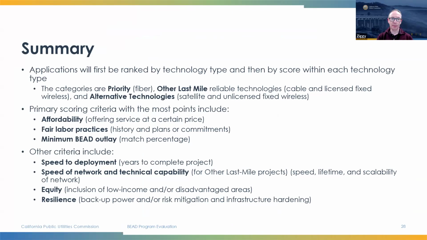So, in summary, we will first rank applications as they come in. We'll rank them first by technology type and then by score within each of these technology types. The categories are priority fiber, other last mile reliable technologies, cable, licensed fixed wireless, and hybrids thereof, and then finally alternative technologies such as satellite and unlicensed fixed wireless.